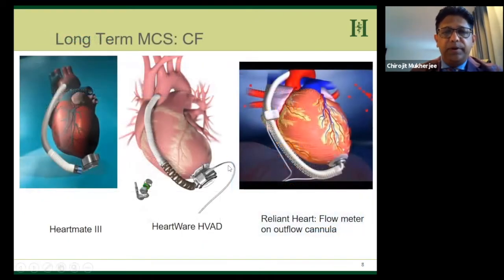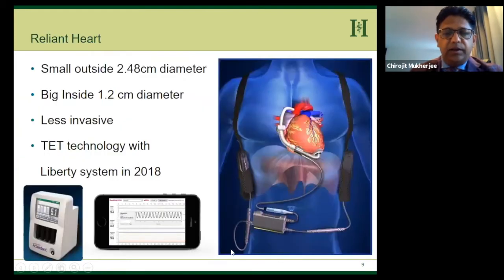Going by the present LVAD devices on the market, the ones which are routinely employed in Europe, Asia, and also in the US are the HeartMate 3, the HeartWare HVAD from Medtronic, and the new kid on the block is the Reliant Heart. The advantage of the Reliant Heart is that it is presently certified in the EU, with the CE mark. In Europe it has been certified, but in the US it is in clinical trial.